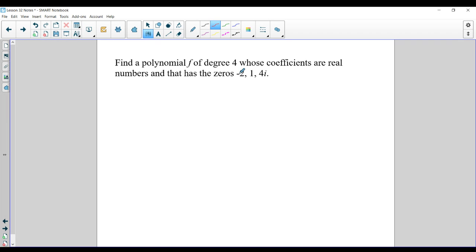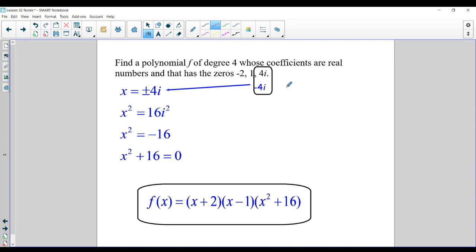Okay, so degree 4, here's 3 of them. We have an imaginary one, so again, that comes in pairs. So negative 4i would be my fourth one. I'm going to do the same process that I did on the previous problem. I would do x is equal to both positive and negative 4i, square both sides, make that negative 1, move the 16 to the other side. And then I would do x minus the other answers. So I would have x minus negative 2, so x plus 2, x minus 1, and my x squared plus 16, and that would be my polynomial.